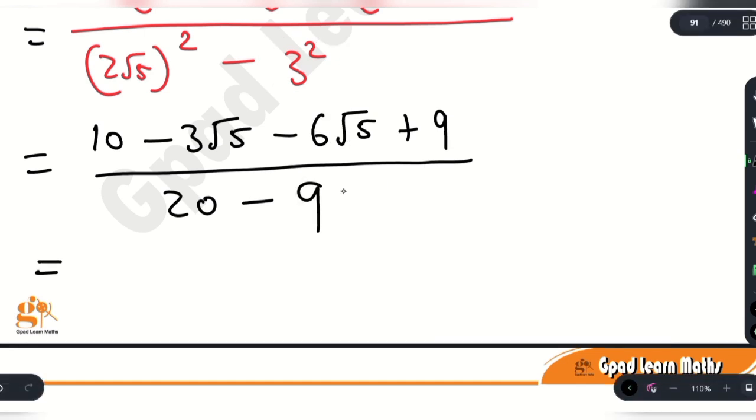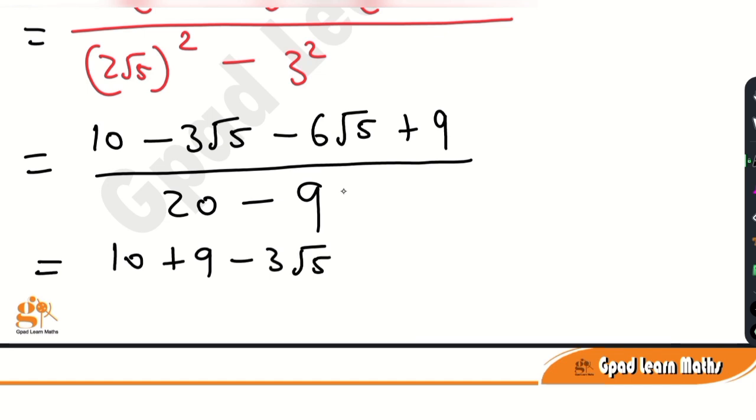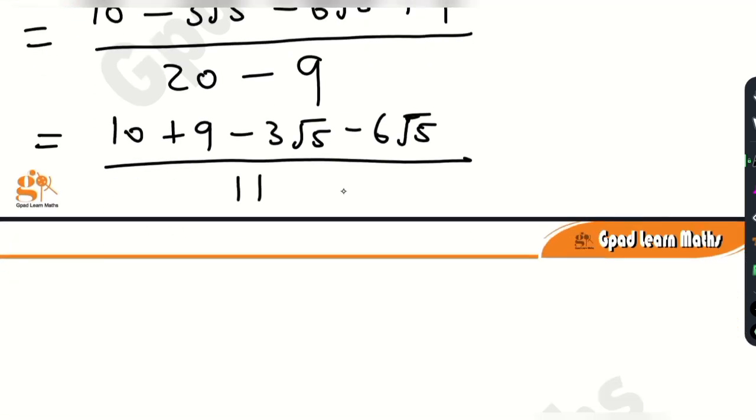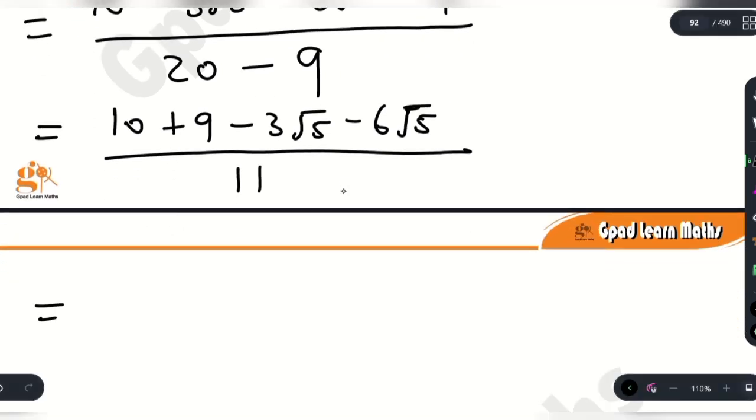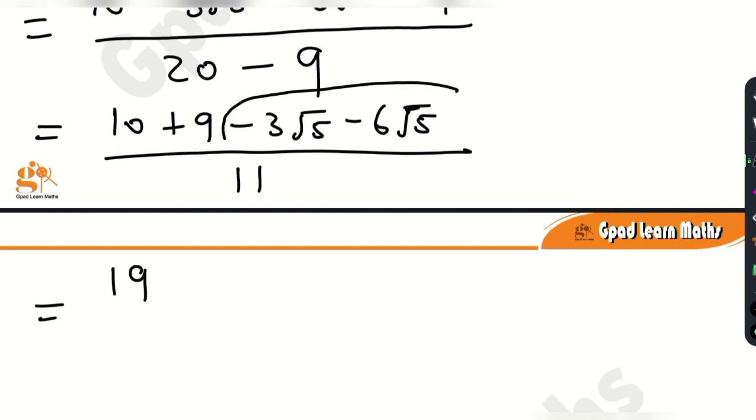So let's rearrange the terms in the numerator. That'll be 10 plus 9 minus 3 surd 5 minus 6 surd 5, all divided by what? What's 20 minus 9? That's 11. Okay, moving on. I'm going to have 10 plus 9, which is 19.